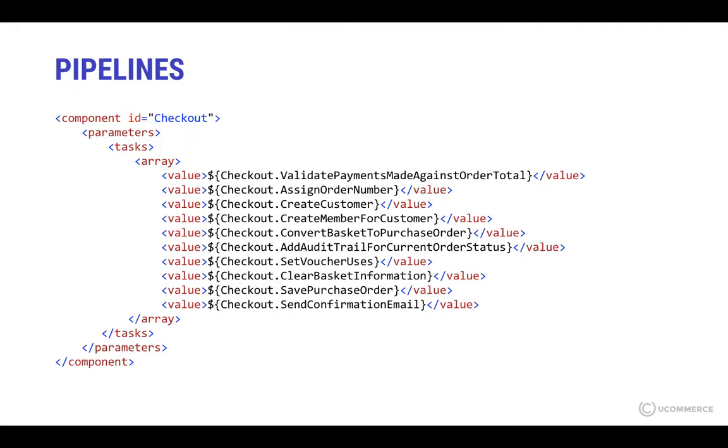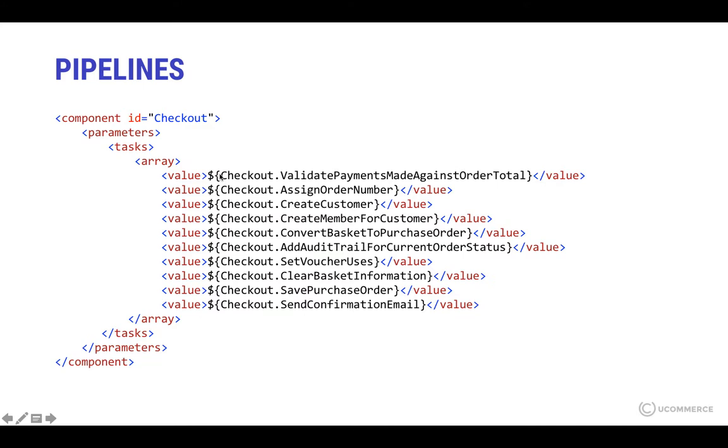So first up, an example of a pipeline. This is the checkout pipeline, which is the pipeline responsible for converting a basket into an order. As you can see, it follows the component outline that we've been looking at in the previous exercise. It has an ID like any other component. It has a type and a service, which have been omitted here for brevity. But what makes a pipeline is this array of tasks that we're looking at here.